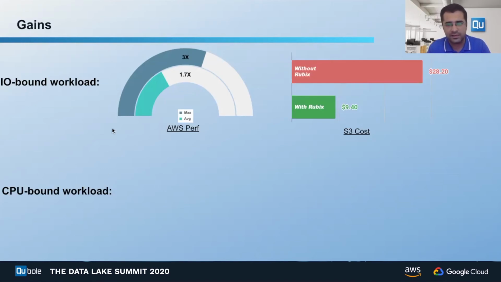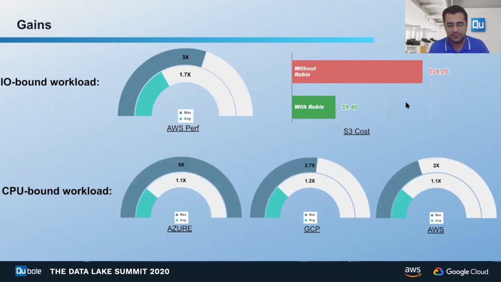The TPCDS run that I did here for cross region cost me around $28 just in S3 cost, because I was transferring data across regions. With RubiX, it was just one third of it, around $9, because I was just reading data once.